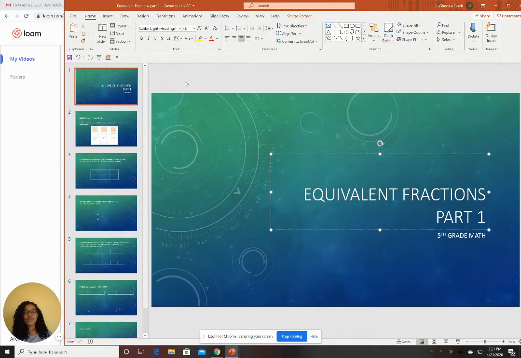So this week we're going to continue talking about equivalent fractions, part one. You had the introduction last week, and this week we're just going to continue working on our word problems and really getting it all down.